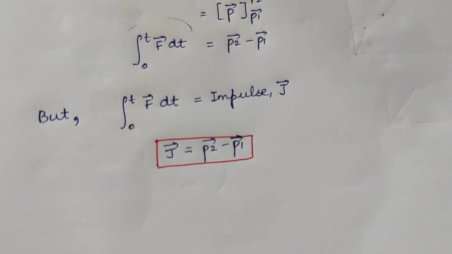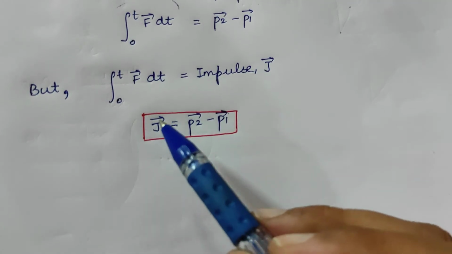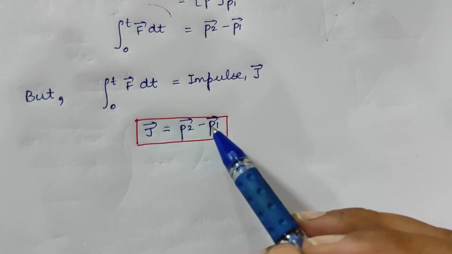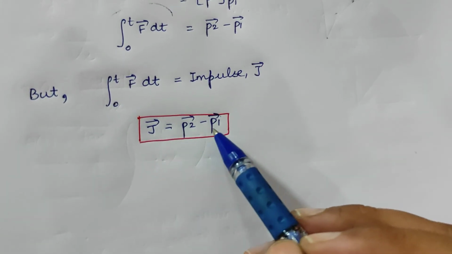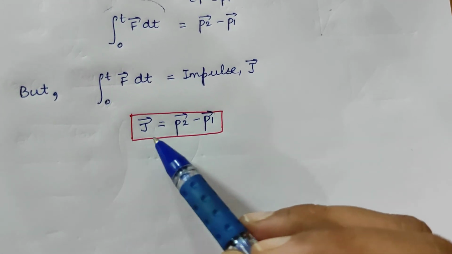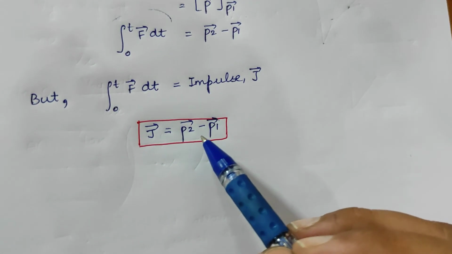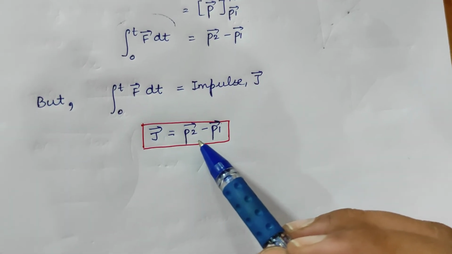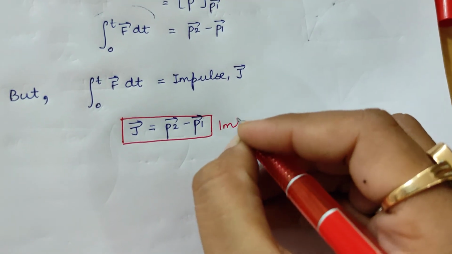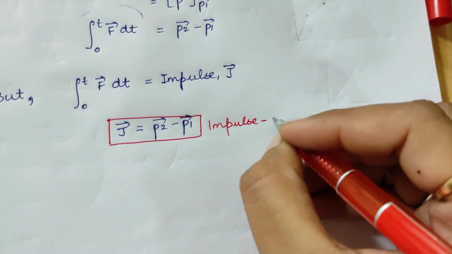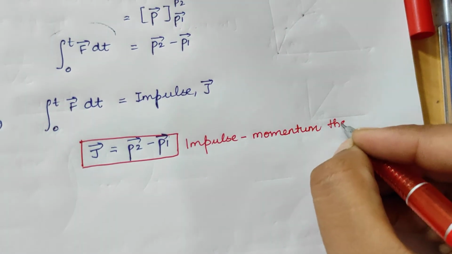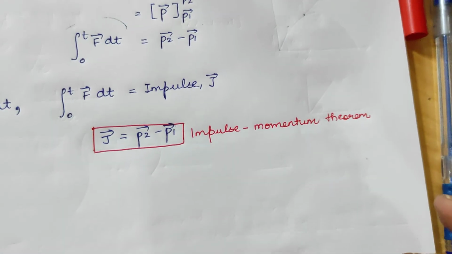Okay. And by this you can say that the impulse of a force is equal to the change in momentum produced by the force. P2 minus P1 represents what? It represents the change in momentum. Okay. So the impulse of a force is equal to the total change in momentum produced by the force. And this relationship is known as the impulse momentum theorem. I hope you all have understood this.